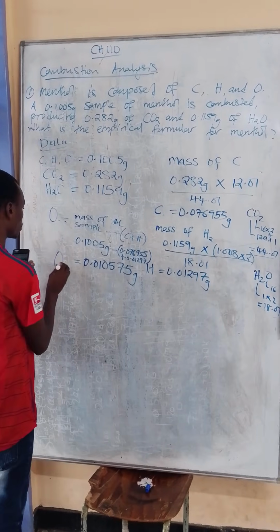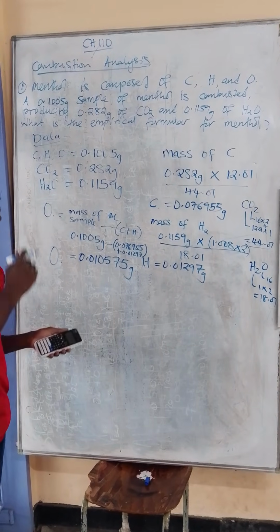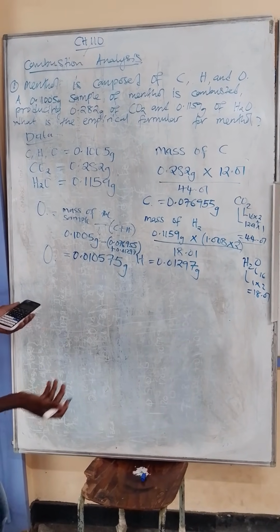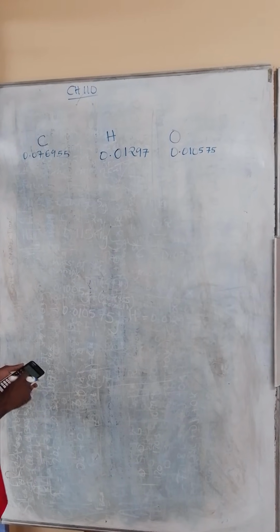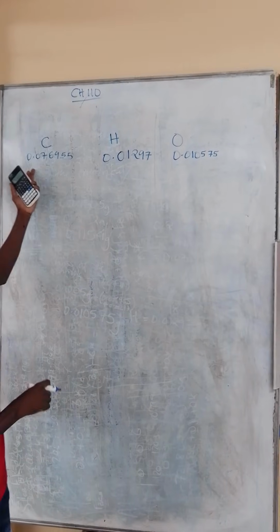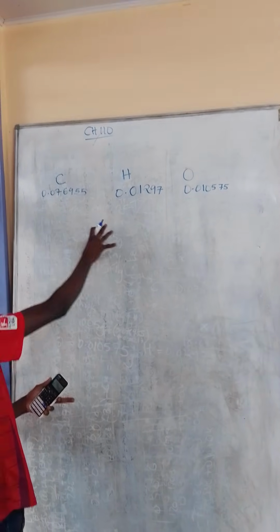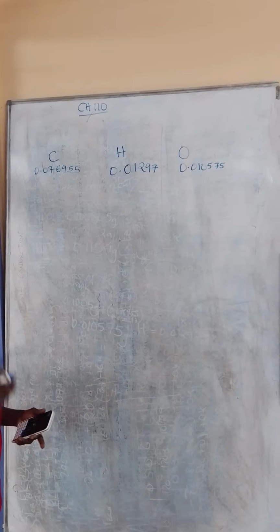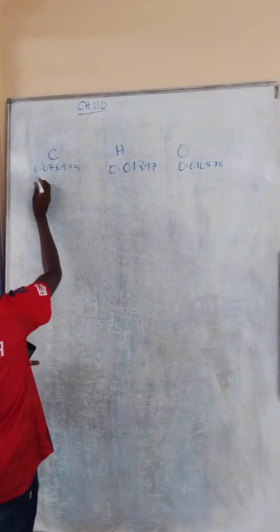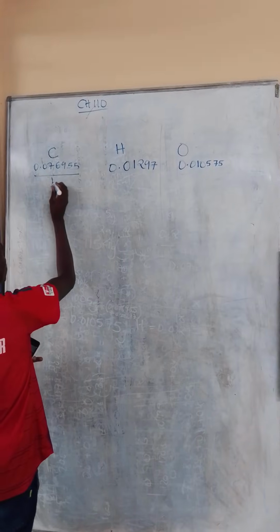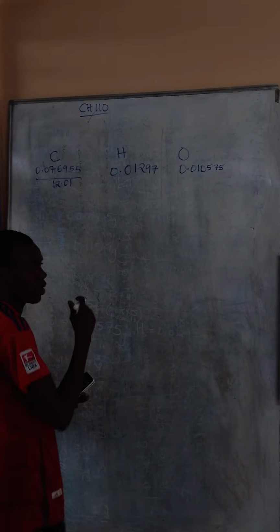So we have done finding the mass for carbon, mass for hydrogen, and mass for oxygen. Now we can proceed to finding the empirical formula. These are the masses we collected. Now when you reach this state, we divide by their mass numbers. For carbon, we divide by 12.01. For some we use 12, but I'll be using this one. Periodic tables differ.